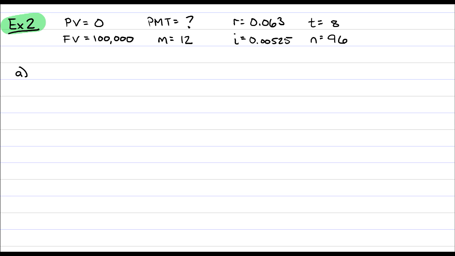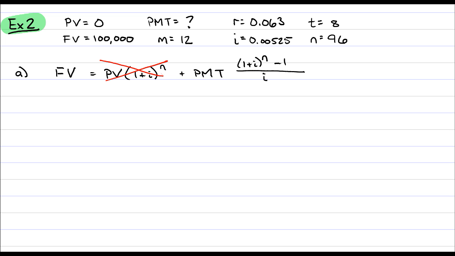Okay, so again, just as a reminder, the formula for an annuity of this sort is FV equals PV times (1 plus I)^n plus PMT times ((1 plus I)^n minus 1) divided by I. And just like with the last problem, PV is 0, so we don't need to worry about this term. There are problems where you will need to deal with that term, but in this case we don't.